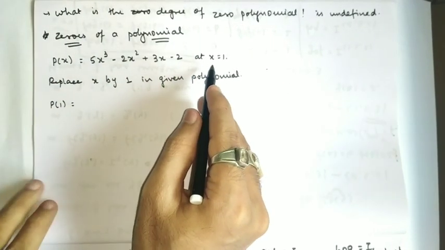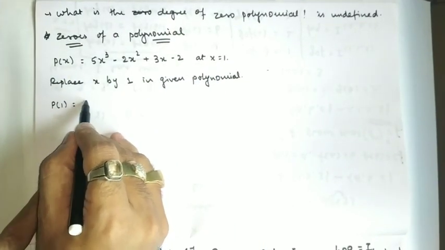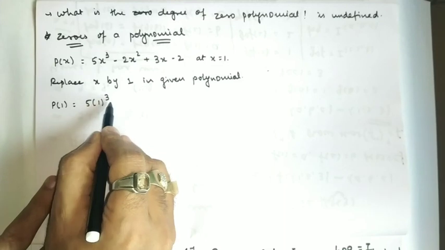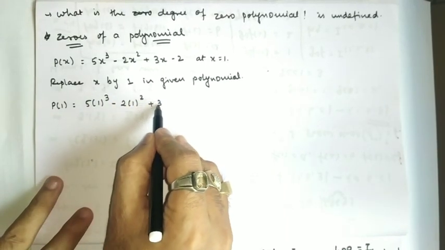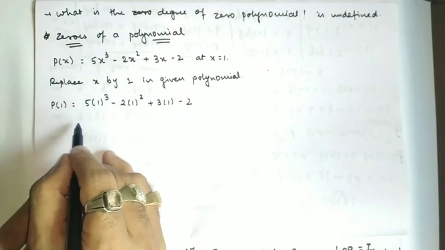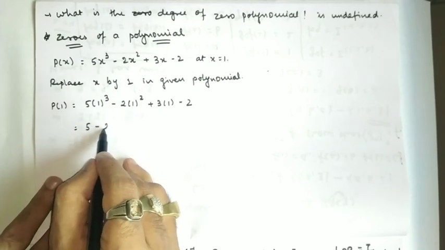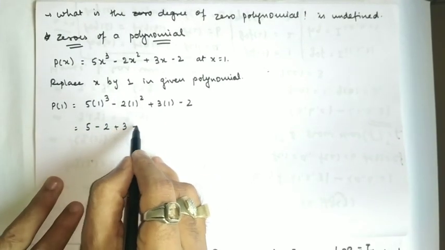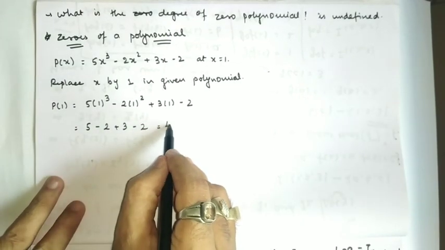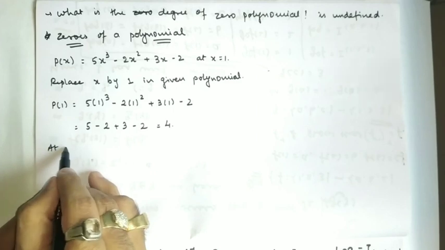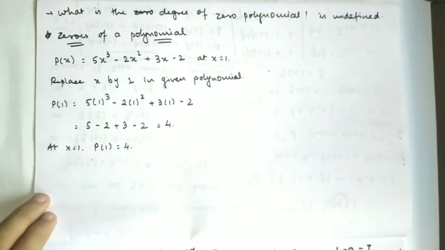I told you we'll replace x by 1 because the indicated value is x equals to 1. So if I put x equals to 1 on the right hand side also, 5 into 1 cube minus 2 into 1 square plus 3 into 1 minus 2. So 1 cube is 1, so simplify. 2 into 1 square is 2, 3 into 1 is 3 and minus 2. So what is 5 plus 3? 8 minus 4 will be equal to 4. So at x equals to 1, I got p of 1 equals to 4.